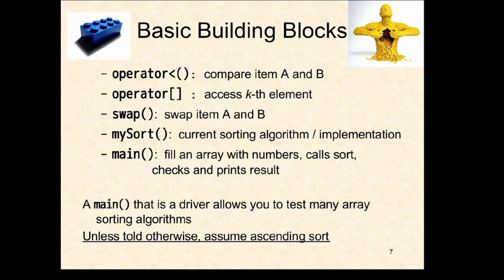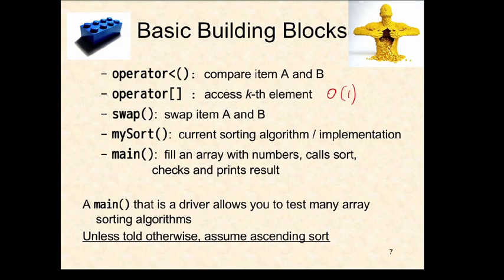Like I said, we're assuming we've got operator square brackets and that it's O(1). And if we remove that constraint, then we could work with linked lists. We're going to assume we have a swap function so that we don't have to write the code to swap the contents of two variables every time we want to do it. And we're going to take a look at how we would write that in just a second.